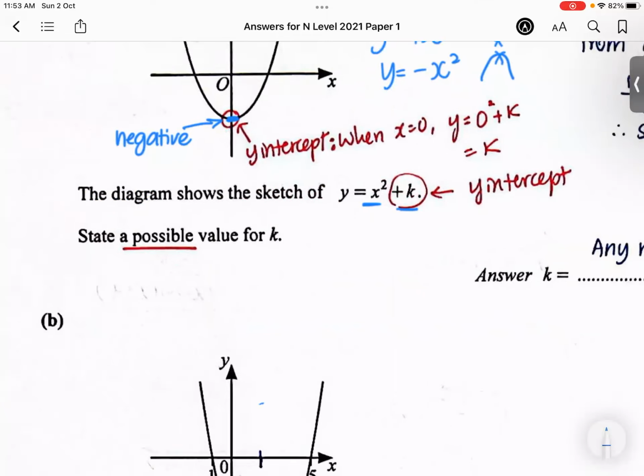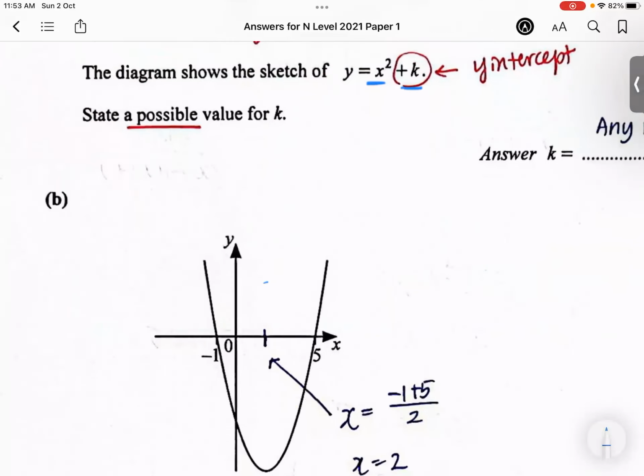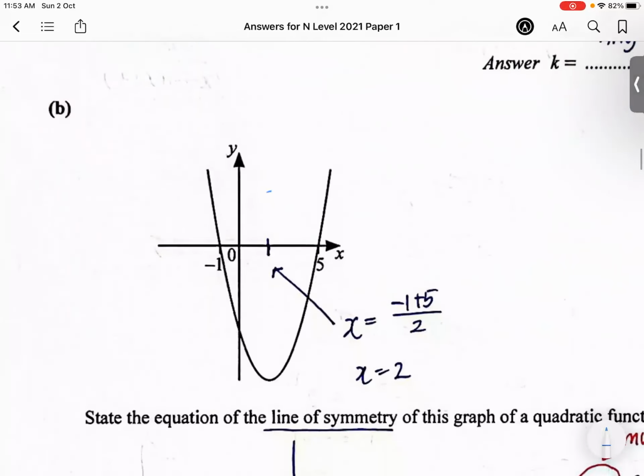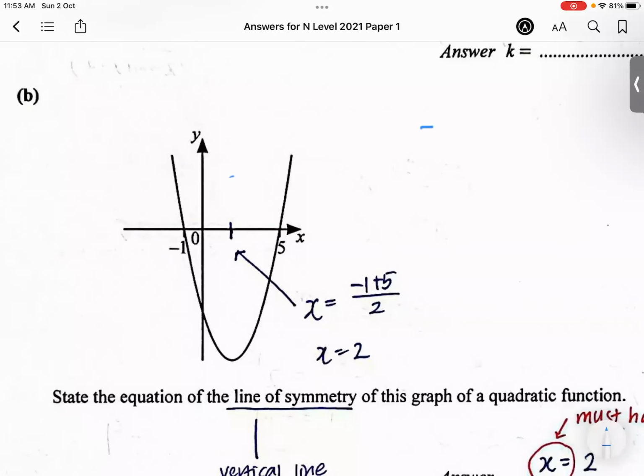Next question, next part. The question says, state the line of symmetry for this quadratic equation. Again, I, L, and M, right? I for my intercepts. First, let us take a look at our x-intercept. The graph cuts the x-axis at -1 and 5. So my x-intercept is x equals -1, and x equals 5.